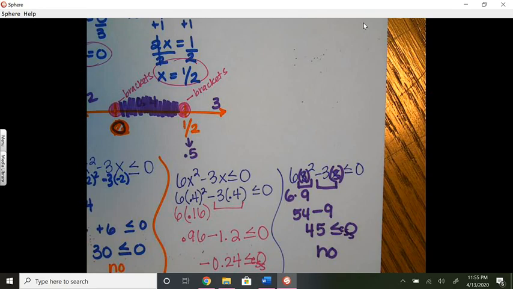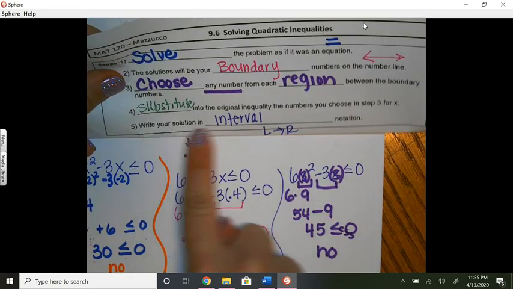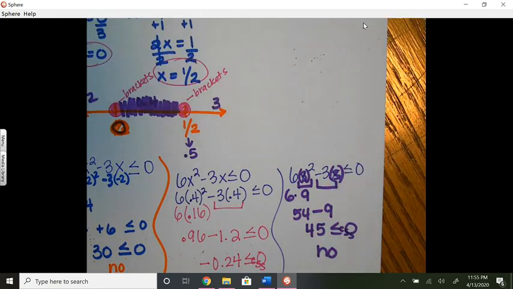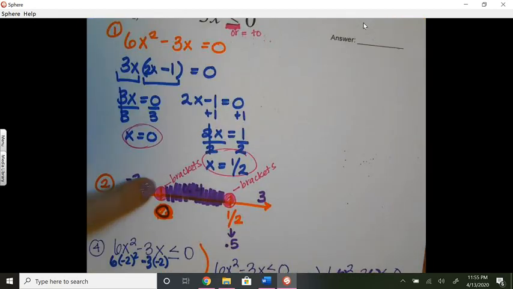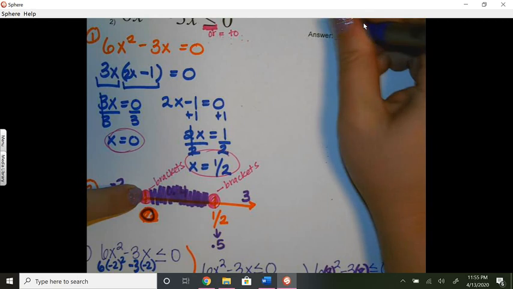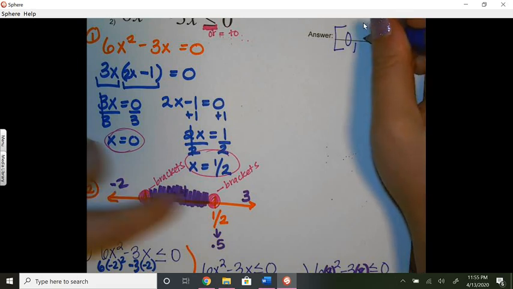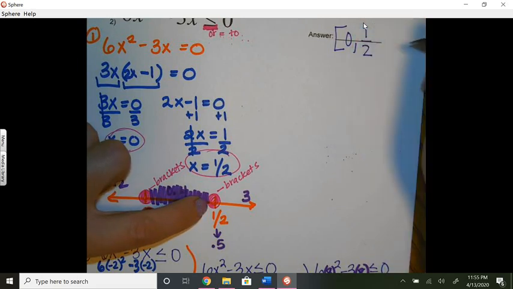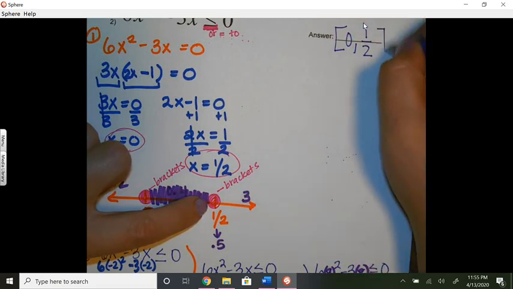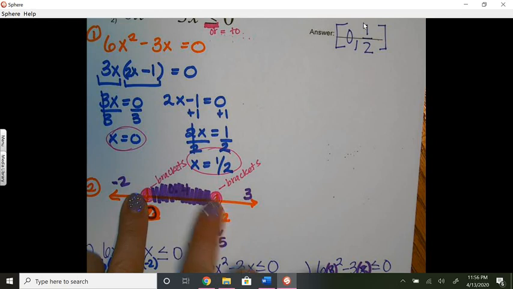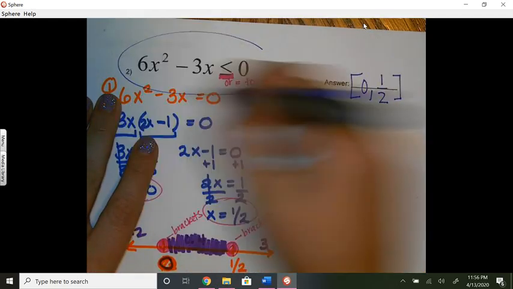And then finally, our last answer is to write your solution from left to right in interval notation. So from left to right, it starts here at 0. And there's a bracket because it has the line there. And then 1/2. And again, there's a bracket. So anything in between 0 and 0.5 or 0.5 would work in this problem here.